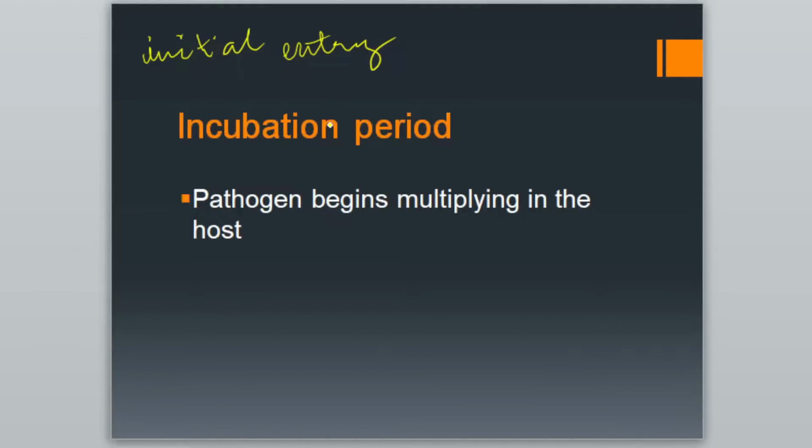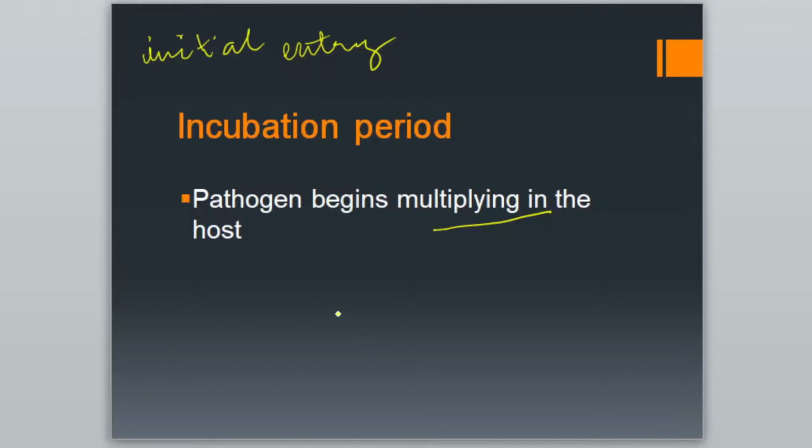So it is during this time the pathogen begins to multiply in the host. However, there are insufficient numbers of pathogen particles present to cause signs and symptoms of the disease. Clear? Now, this incubation period can vary from a day or two in acute disease to months or years in a chronic disease, depending upon the pathogen.